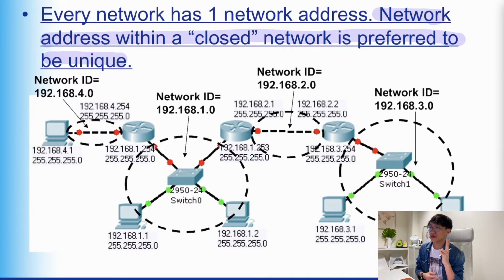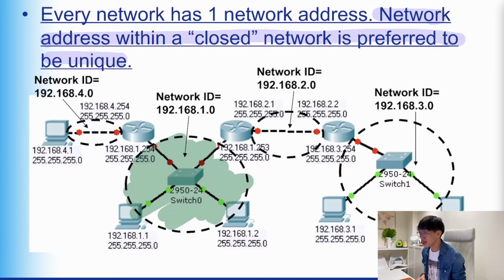Now let's look at rules number 2. The rule says that the network ID within a closed network must be unique. So first thing, what is a closed network? I take this as an example. Look at this green color network here. Let's say this is my network.